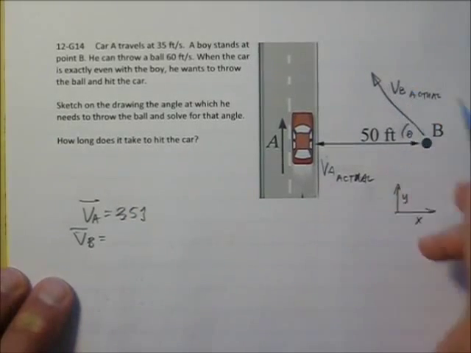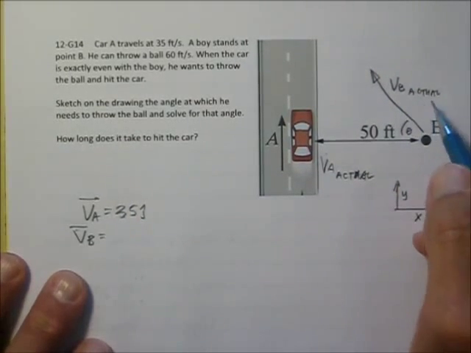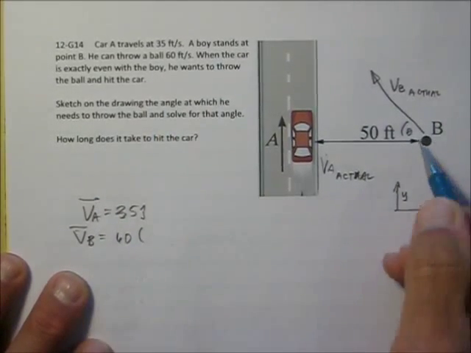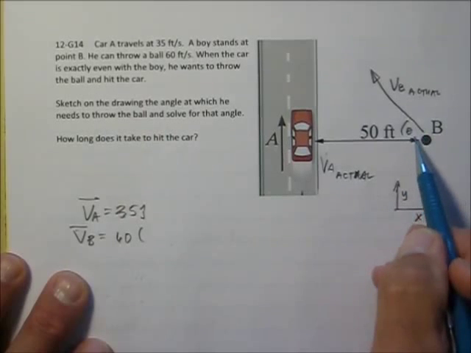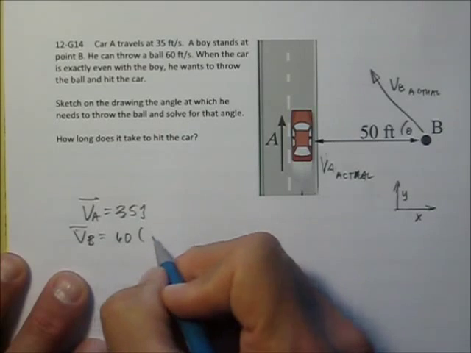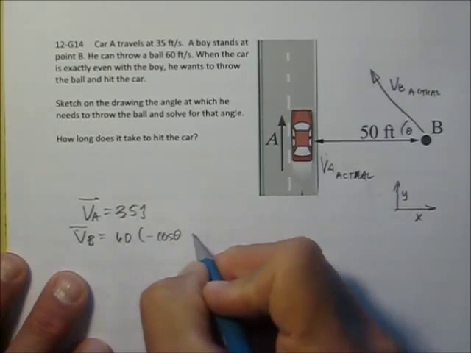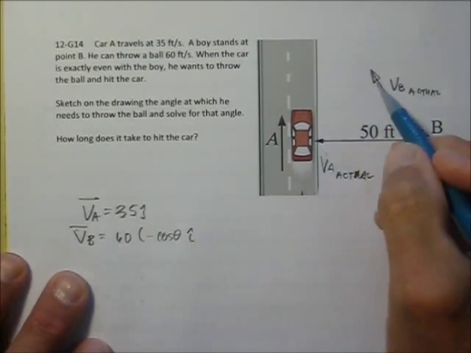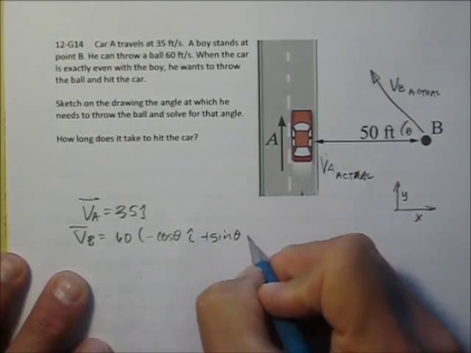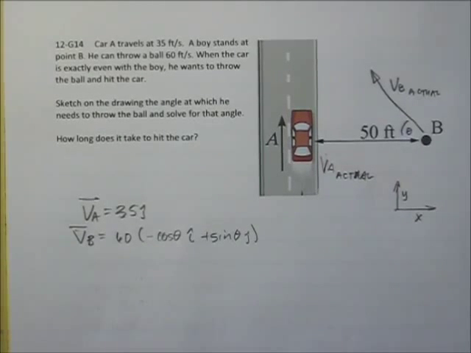The velocity of the ball actually is going up that direction. We know he can throw it at 60 feet per second, so I'll put 60, and then let's put our directions in here. We have a cosine component in that direction. That would be negative x, so minus cosine theta in the i direction. Then he's got a positive sine direction, so a plus sine theta in the j direction. So there's our two actuals.